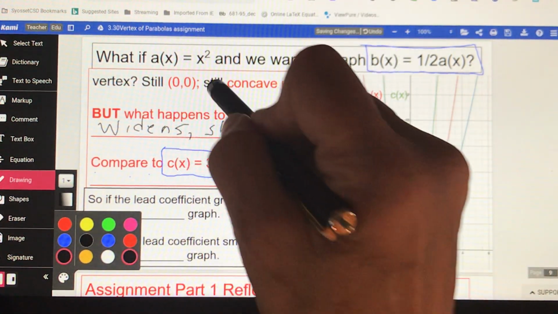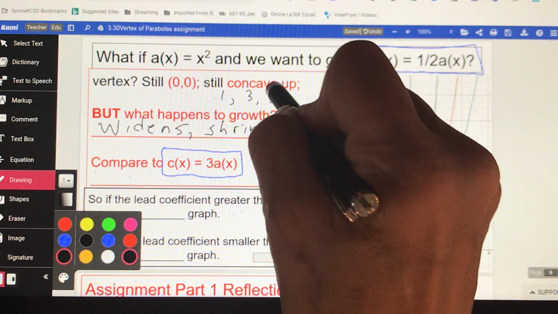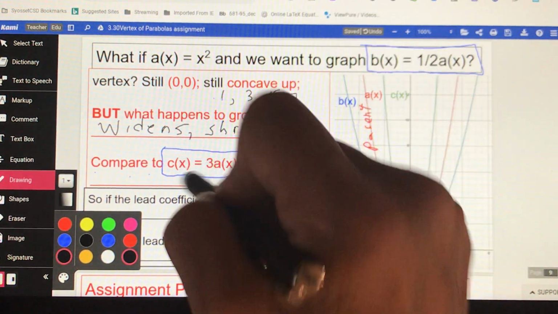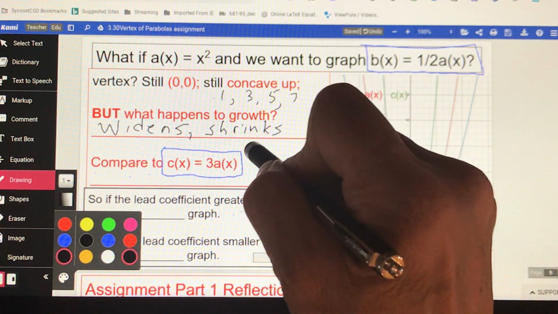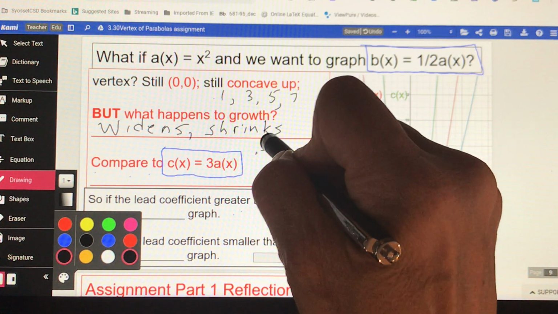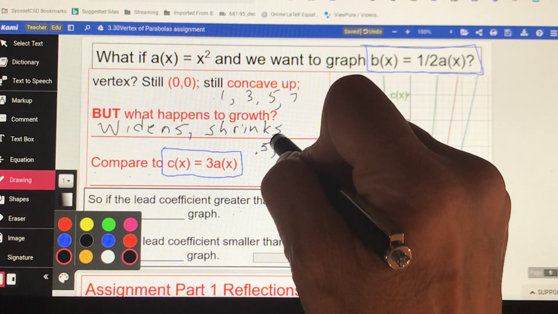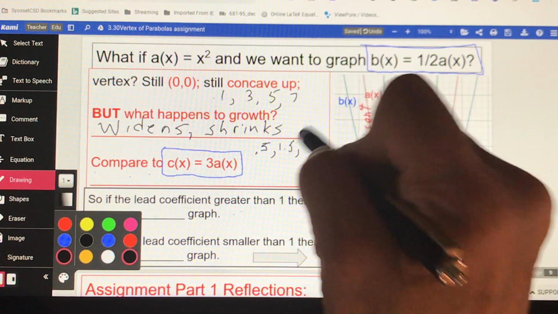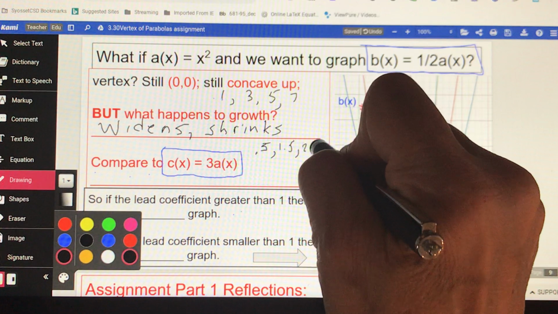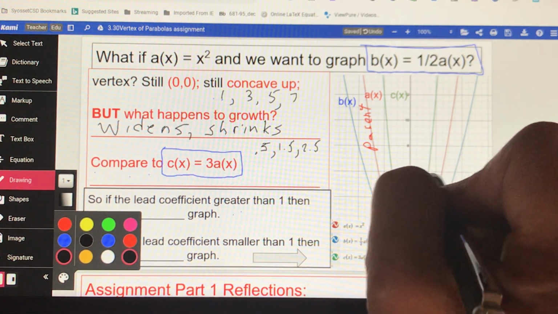So instead of a growth rate of 1, 3, 5, 7, etc., it's going to be half that. So it'll be 0.5. And it'll be 1.5. And it'll be 2.5. And etc., 3.5. So it'll grow by half.